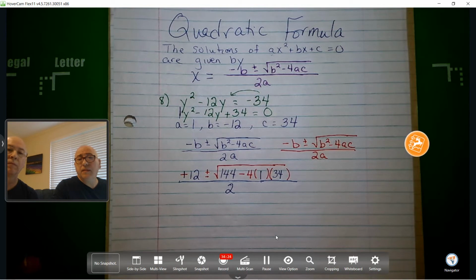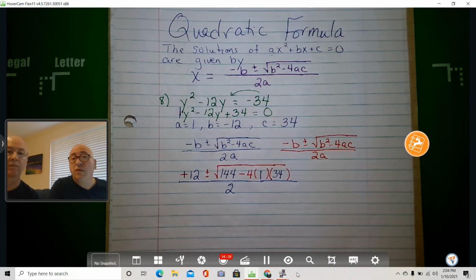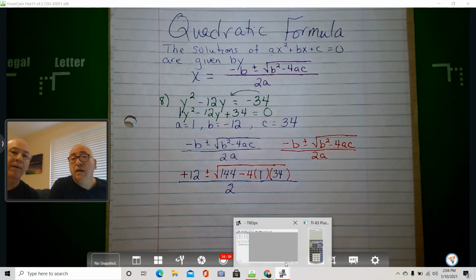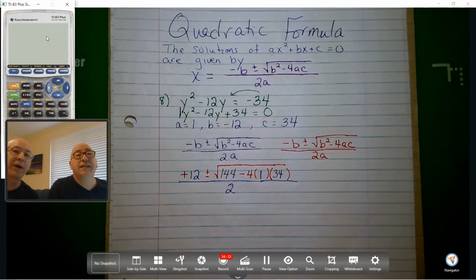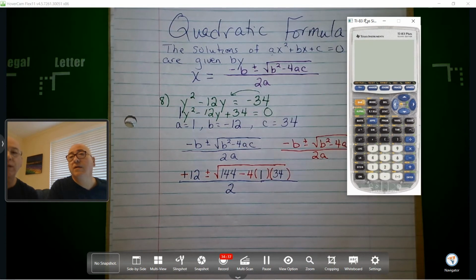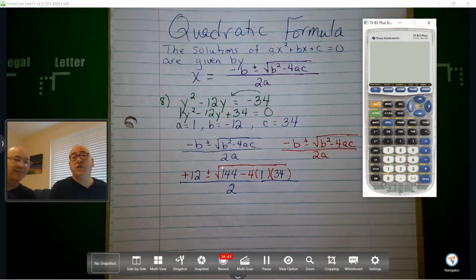So, let me pull up my calculator. 4 times 1 is 4. I do this for thought process. Okay, I'll punch in what's underneath here. Okay, so let me turn this on.